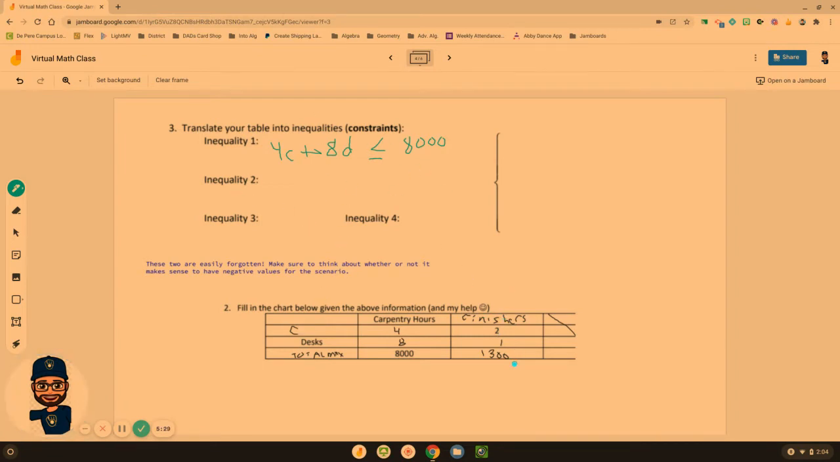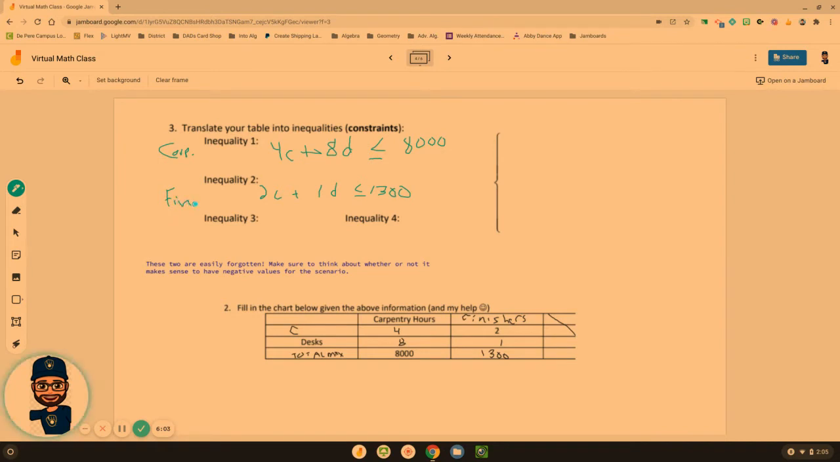Inequality number 2 comes from the finishers. 2 hours for every chair plus 1 hour for every desk has to be less than or equal to 1,300. Right? We can't go over 1,300 hours worked by the finishers either. All right? So these were the carpenters, and these were the finishers.